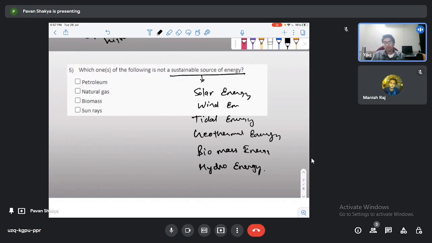Thus from these options we can see that biomass and sun rays are sustainable sources of energy, whereas petroleum and natural gas are conventional sources of energy. Thus the answer for this problem will be petroleum and natural gas.